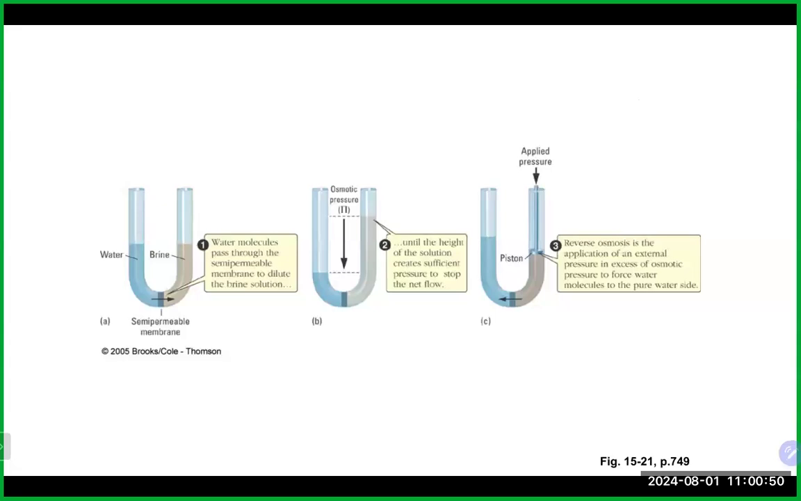And that's again what we see here. We have water in a brine solution, which is really like a salty solution. Water is going to flow through here until it hits the osmotic pressure. And that is what's going to stop that flow of continuous water molecules above it.